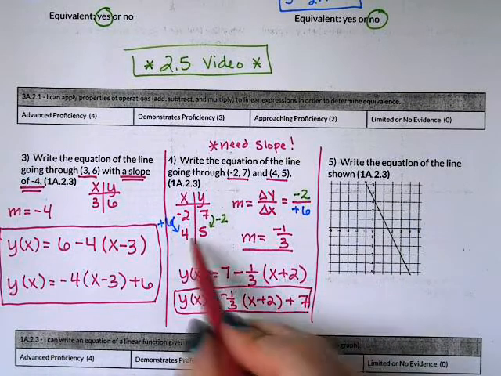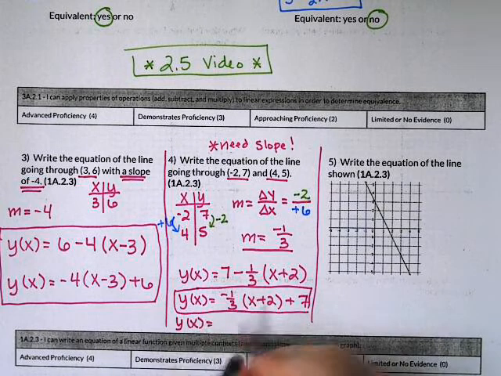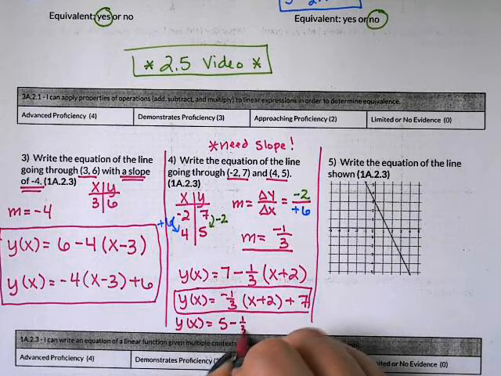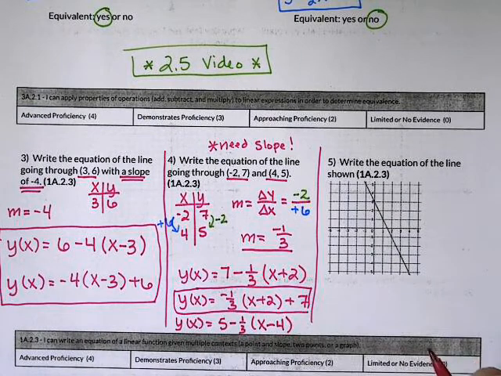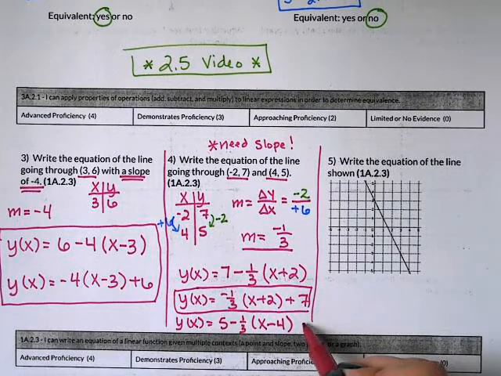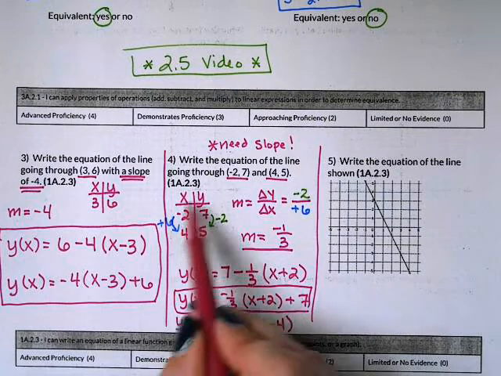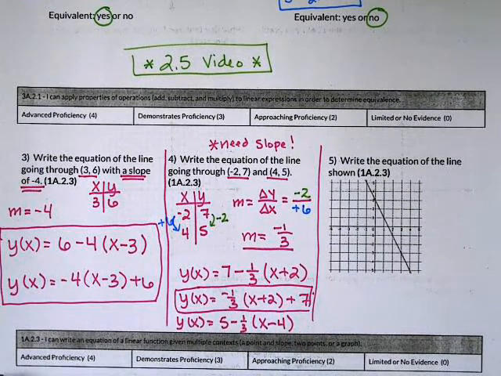Now if you wanted to use the other point, you could. So I'm going to just go ahead and just do 5 minus 1/3, and then it would be x minus 4. So if you had that as an answer, that would be acceptable also. And you could, of course, put the 5 at the end instead. Doesn't matter which point you use. I always just use whichever one is first in my table. So that's why this would be my answer.